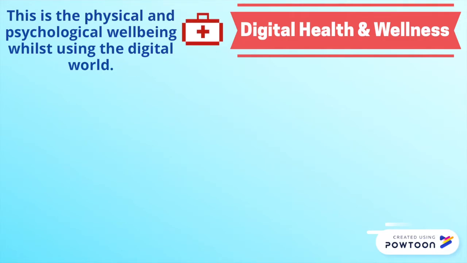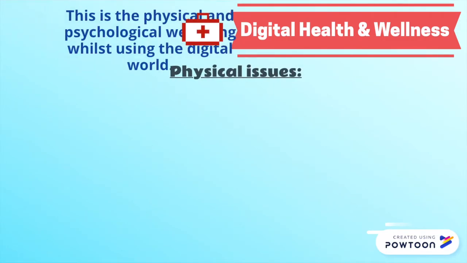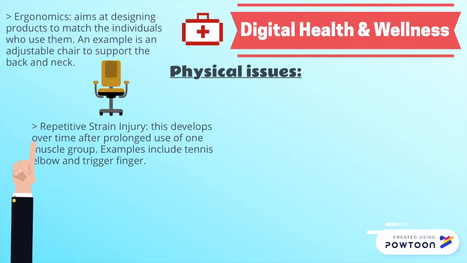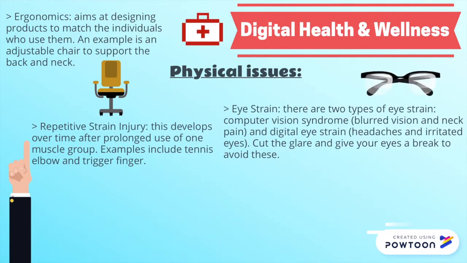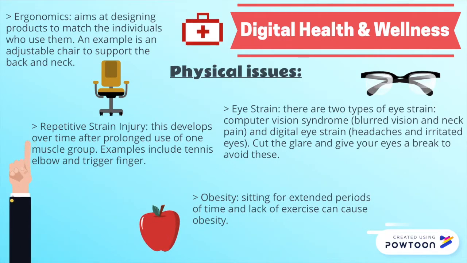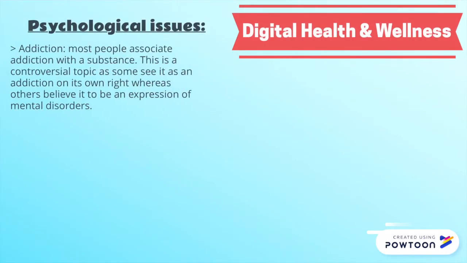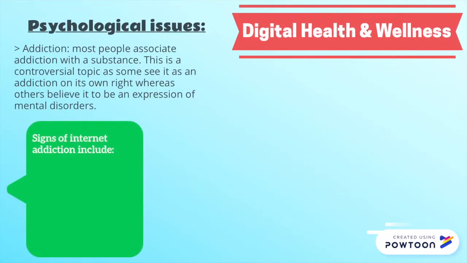The 8th aspect is digital health and wellness. This is physical and psychological well-being whilst using the digital world. Physical issues include ergonomics, repetitive strain injury, which includes tennis elbow and trigger finger, eye strain, which includes computer vision syndrome and digital eye strain, and obesity.